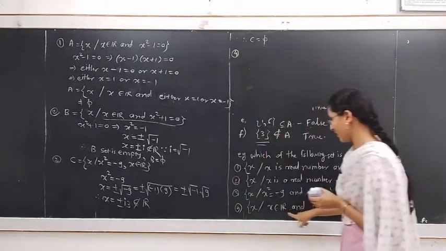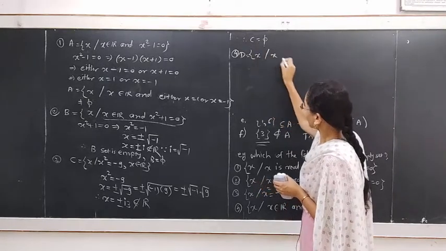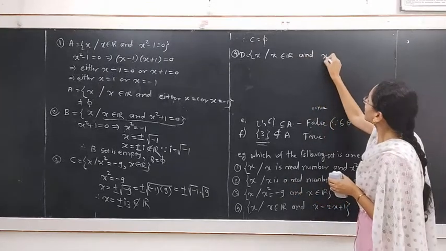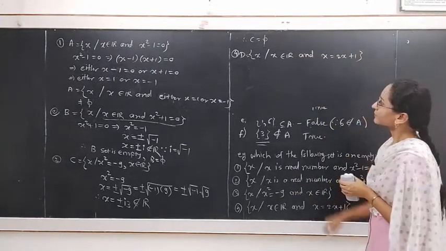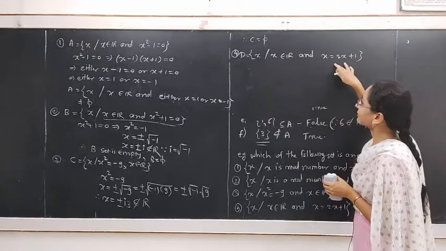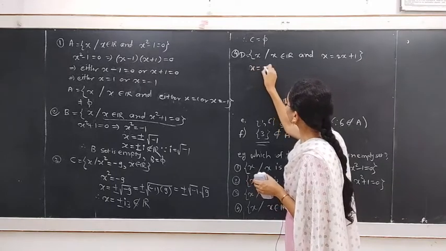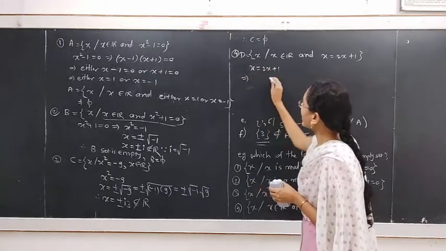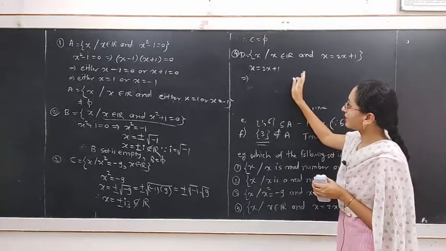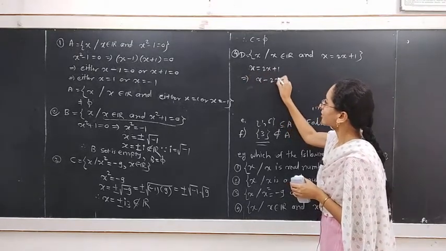In the fourth case, set D is given by x where x belongs to R and x is equal to 2x plus 1. Again we want the value of x, hence we solve this equation which is given in the set D, x is equal to 2x plus 1. This implies, now this 2x is positive on the right side. If we shift it towards the left side, it will be negative. x minus 2x is equal to 1.